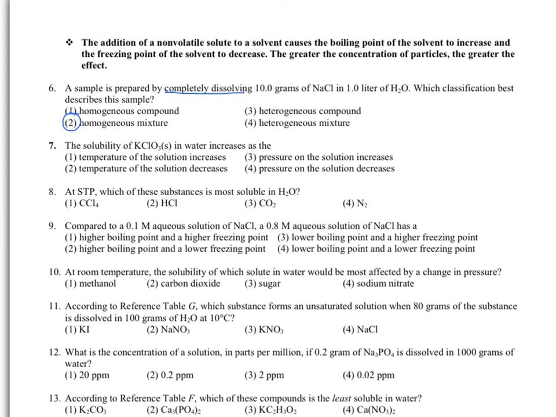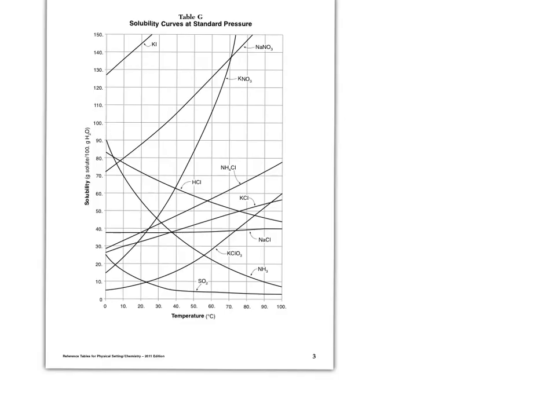Now, the next question asks about solubility. And it asks about the solubility of potassium chlorate. Solubility can be found on reference table G. To examine the solubility of potassium chloride on reference table G, we'll find its line of interest.